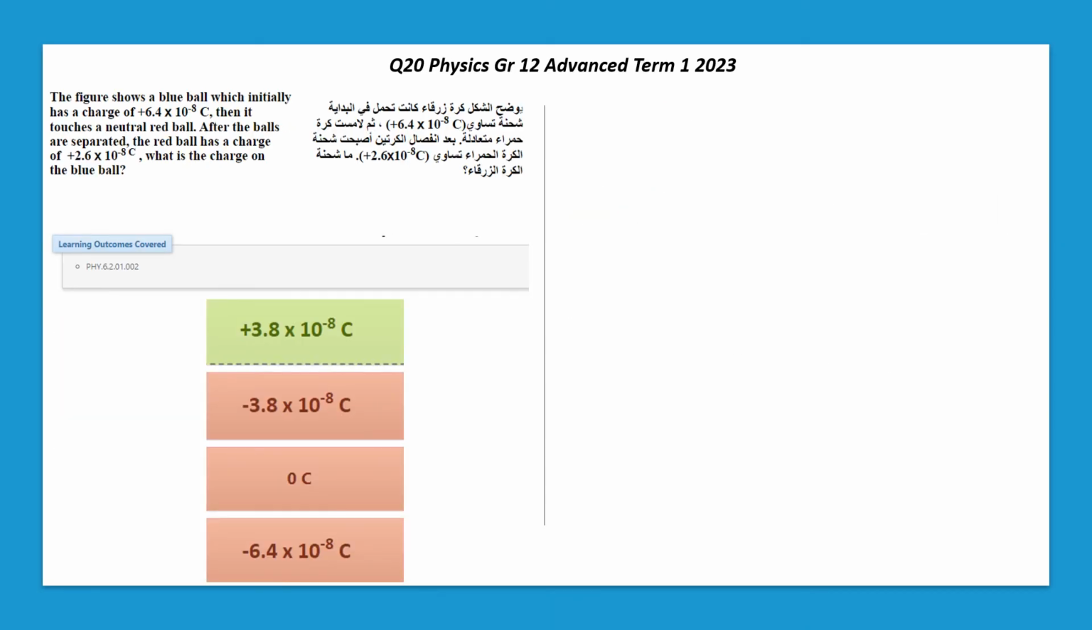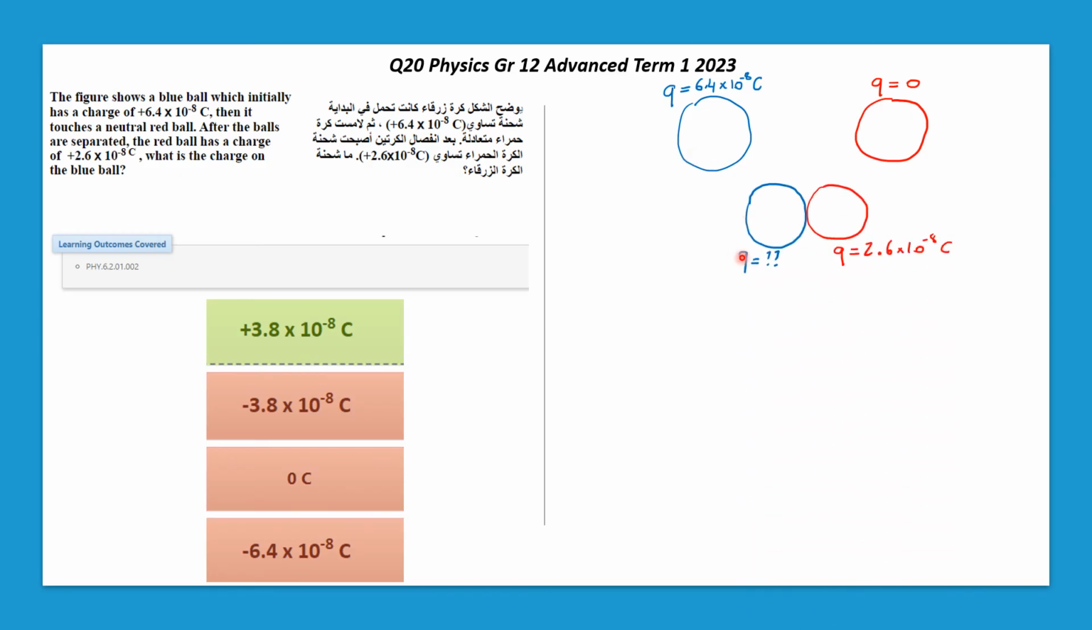So we are approaching the end. Here we are, question 20. The figure shows a blue ball which initially has a charge of 6.4 by 10 to the power of minus 8 coulomb touching a neutral red ball. What do you mean by neutral? Neutral means the charge is equal to 0. So here we have a blue and red ball, and they touch each other. What will happen to the charge in this case? The charge will be distributed.